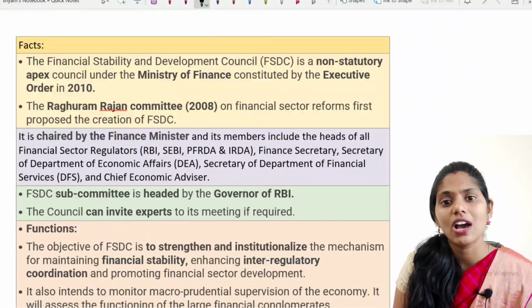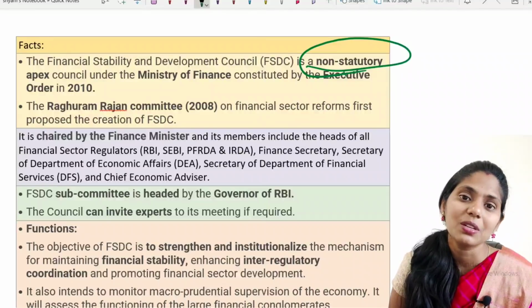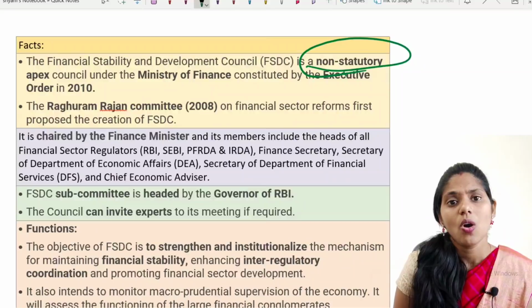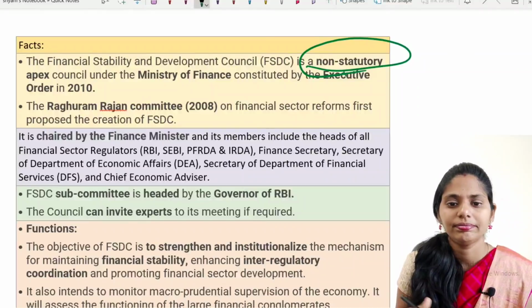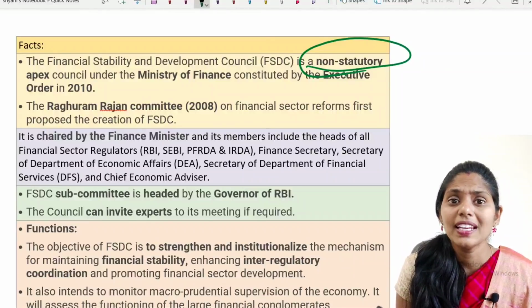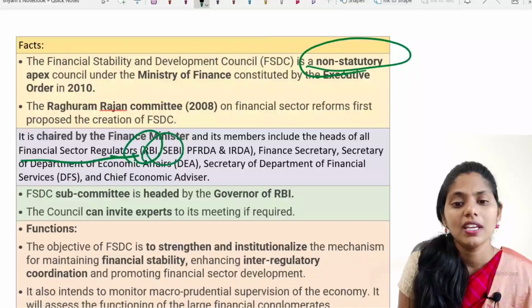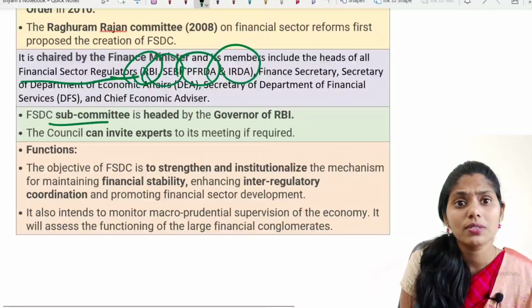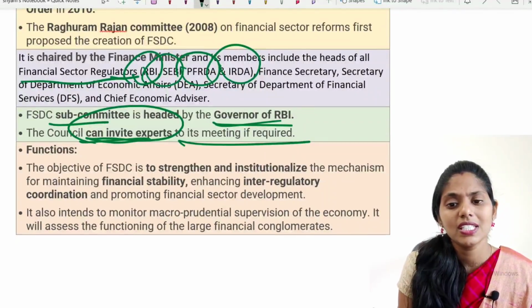The Financial Stability and Development Council is a non-statutory body, and it comes under the Ministry of Finance. In 2008, the Raghuram Rajan Committee on Financial Sector Reforms first proposed the creation of this FSDC. The FSDC is chaired by our Finance Minister. Members include heads of financial sector regulators, that is RBI, SEBI, PFRDA as well as IRDA, etc. There is also a sub-committee which is headed by the Governor of RBI. The council can invite experts to its meetings if required.